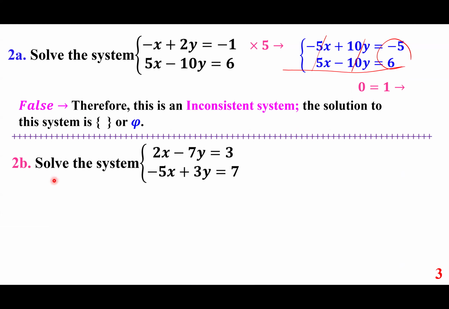Therefore, this is an inconsistent system. The solution to this system is an empty set. You can use braces or phi, a Greek letter.